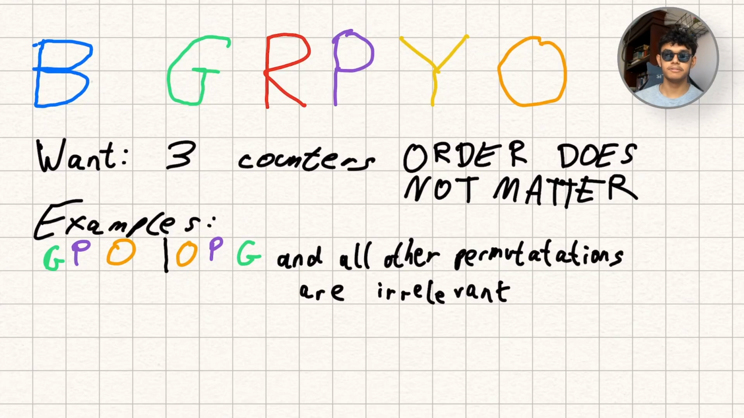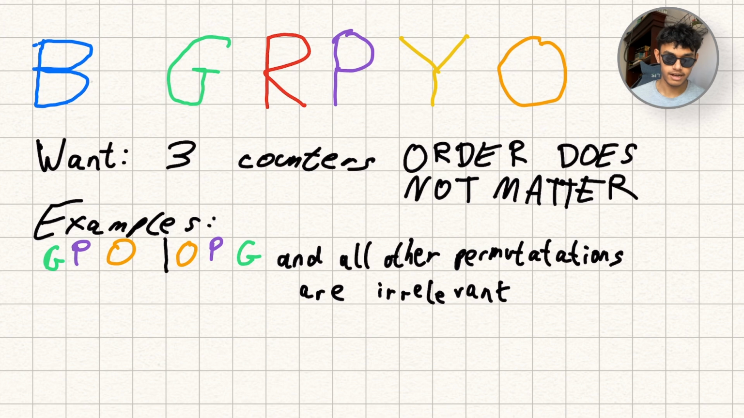What's up guys, today I'm going to be doing a video on the choose function and how it relates to the binomial expansion, or just the multinomial expansion in general. So imagine we've got a bag with 6 counters: blue, green, red, purple, yellow, orange, and we want to know how many ways we can choose 3 counters, and note that the order does not matter.